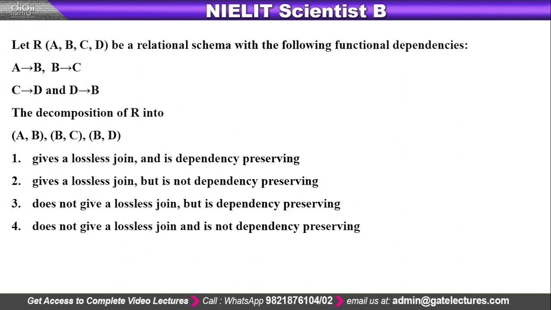Next question. So we have a relation R with attributes A, B, C, D, okay? And these are the functional dependencies. A derives B, B derives C, C derives D, and D derives B. So we have four functional dependencies. Now this relation R is decomposed into three tables, AB, BC, and BD. So you have to tell whether they give lossless join, dependency preserving, lossless join but not dependency preserving, does not give a lossless join but dependency preserving, and neither lossless nor dependency preserving.